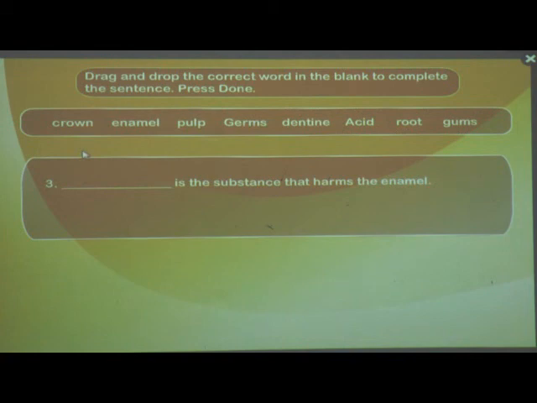Dash is the substance that harms the enamel. What harms the enamel? What does harm the enamel? Yes, acid. Yes, we are correct. Acid is the substance that harms the enamel.